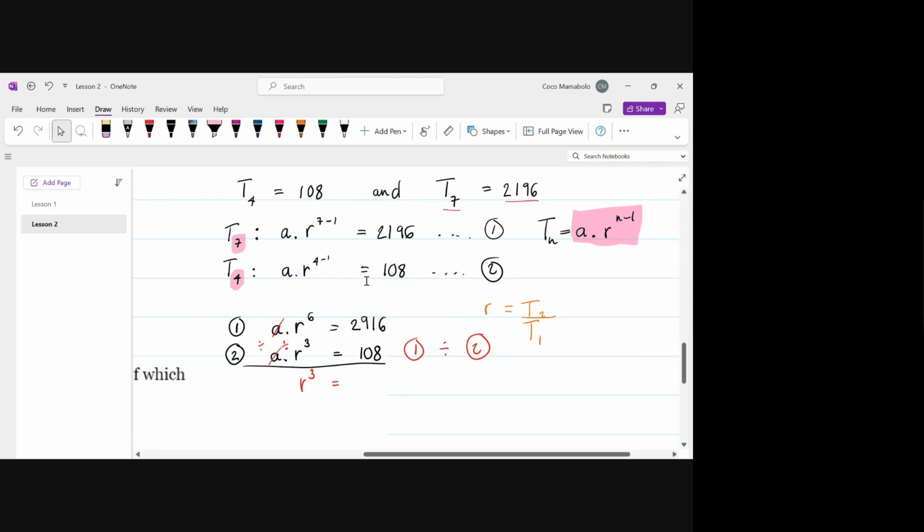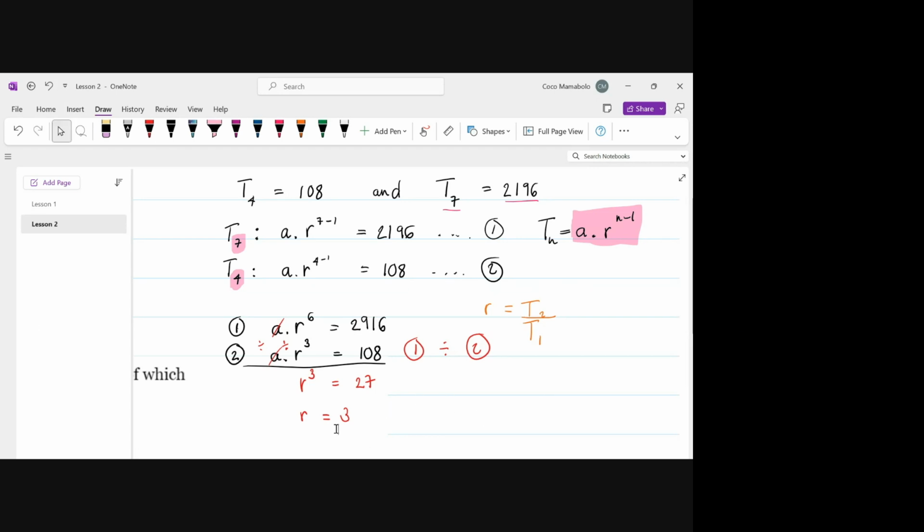Okay, it's 2916. And if we divide by 108, we will get 27. And that tells us that our common ratio, R, is equal to how much? What to the power of 3 is equal to 27? That's it. R is equal to 3. Everyone in agreement? R is equal to 3? Lovely. There we go. R is equal to 3.